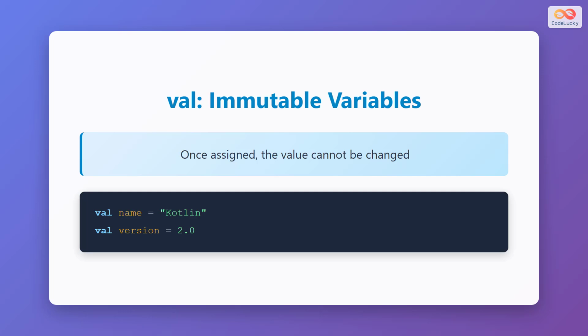Let's explore val first. When you declare a variable with val, you're creating an immutable variable. Here, we declare a variable called name with the value Kotlin and another called version with the value 2.0. Once these values are assigned, they're locked in and cannot be modified later in your code.